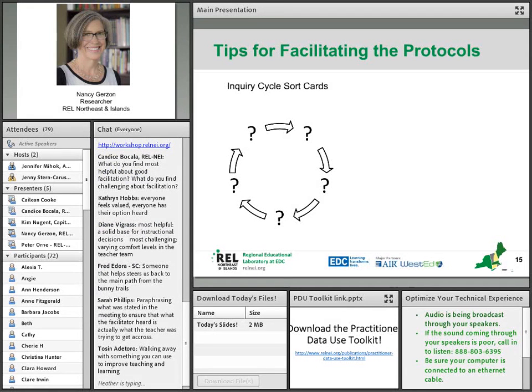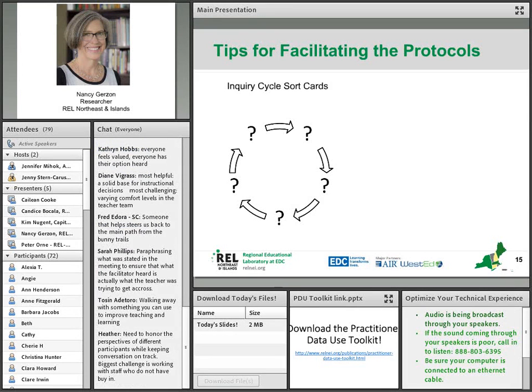And so one thing I'm seeing here is that a few of the qualities of a good facilitator are having everyone feel valued, sharing their opinions. This person could also have a solid base for instructional decisions, so having a facilitator with content knowledge, having somebody who is able to help the team make instructional decisions. What's hard, it sounds like from Diane, what's most challenging is varying comfort levels. So if other people on the team may have different levels of comfort with data, how do you as a facilitator manage all of those levels?